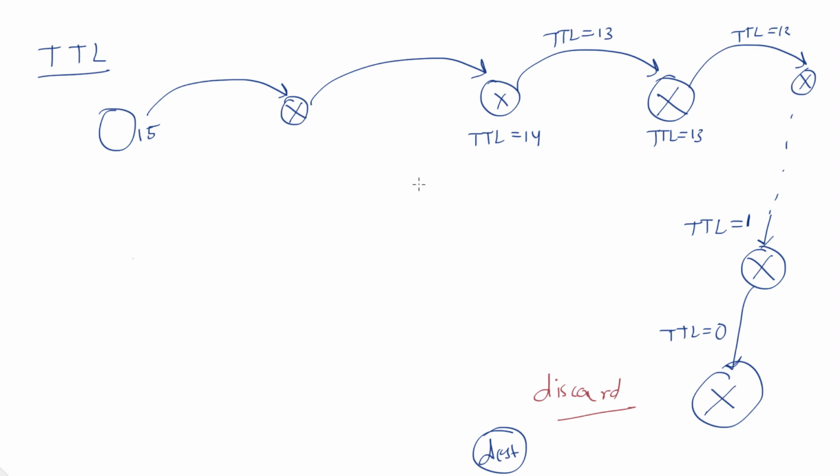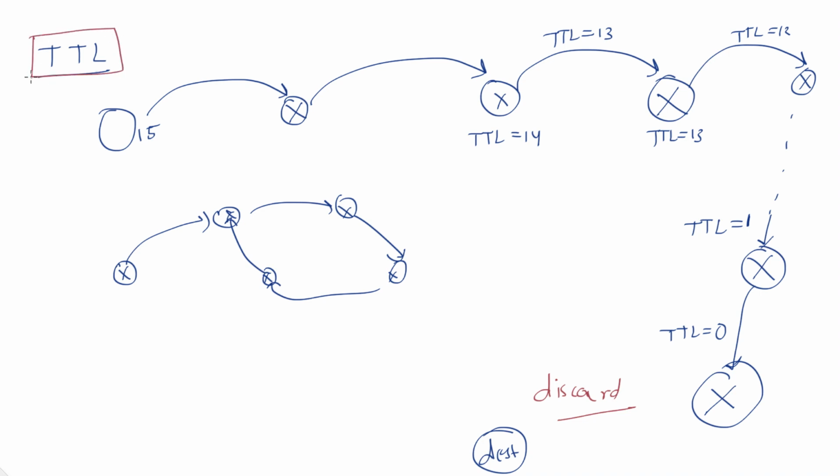So maybe it may go into a loop, which means from this router to this router to this router, and then to this router and then maybe to this router. So this is the TTL, which prevents the loop, and which also prevents things if something bad or misrouting has happened. It means the packet does not live over the internet forever. After some number of hops, it automatically gets discarded. So that's why this TTL field is very important.